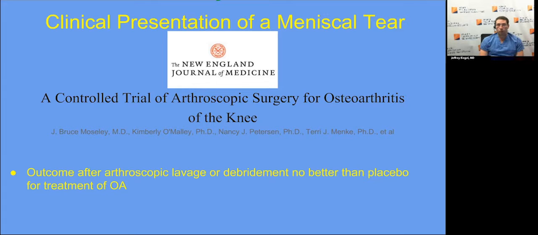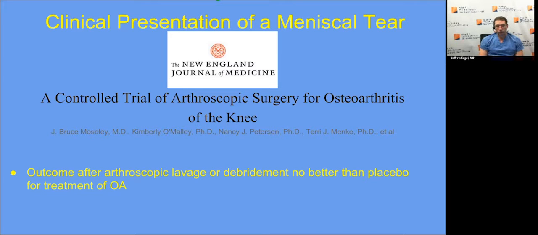They were placed under anesthesia, and incisions were made, but nothing else was done. So the patient and the examiner afterwards didn't know which patient had a sham procedure and which one had the real procedure. And they found really no difference between arthroscopic lavage and debridement for osteoarthritis and placebo treatment. So this drives home the point that an arthroscopy can be very helpful for meniscal tears, but they do not help for patients with osteoarthritis.